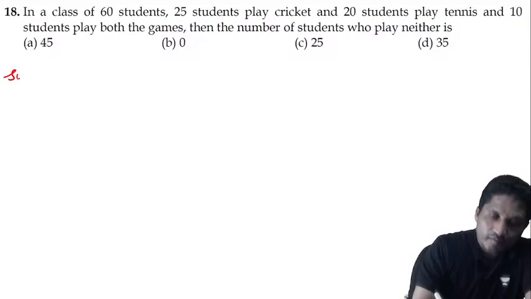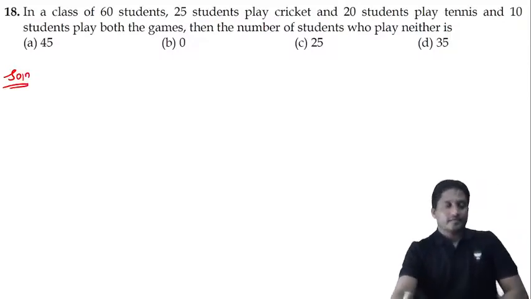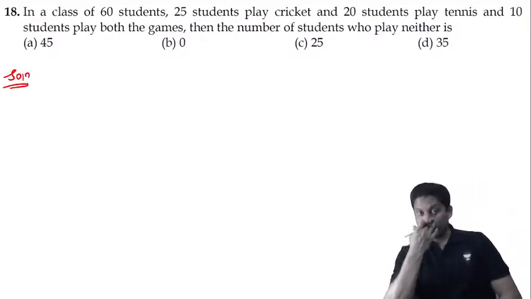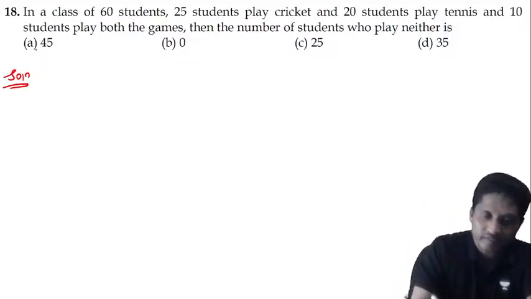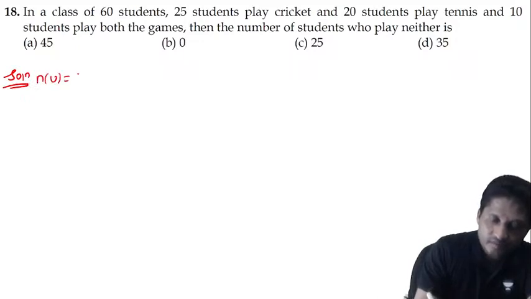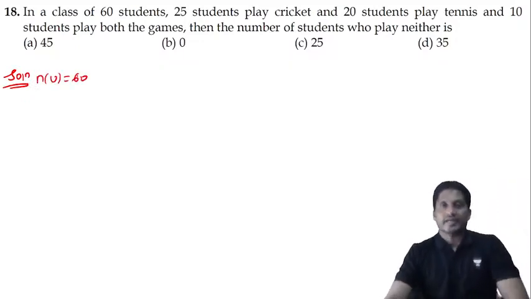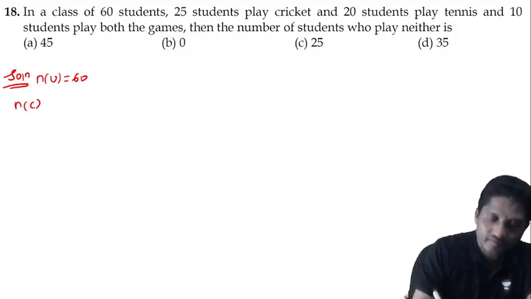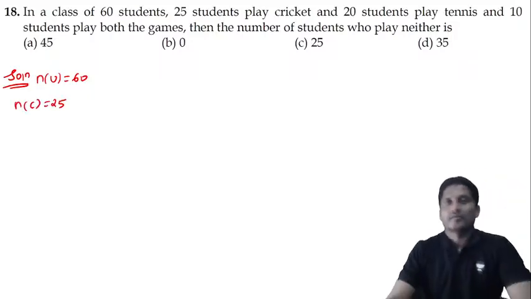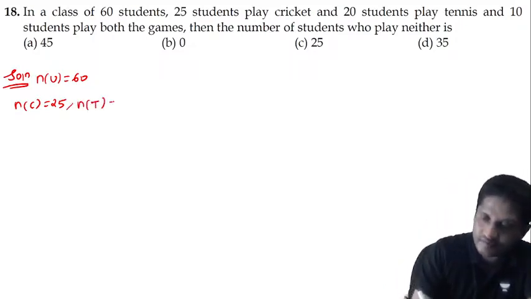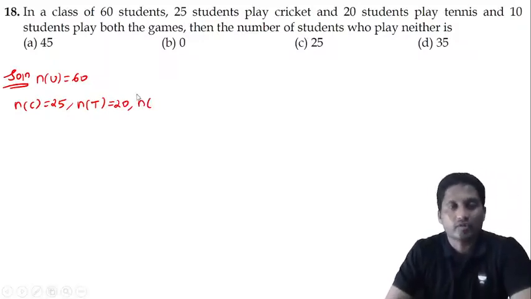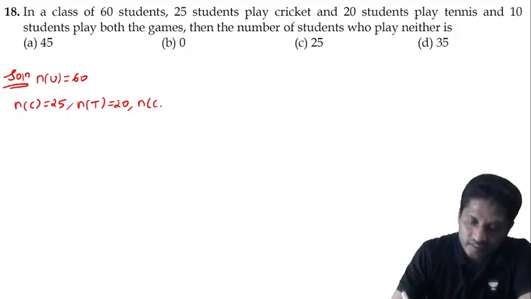See, you can do this problem in two ways. First PUC sets only. You can do the question in two ways. In a class of 60 students, that is the universal set, 25 students play cricket, n of C is equal to 25. 20 play tennis, n of T is equal to 20. 10 students play both the games, that is cricket as well as tennis, n of C intersection T is equal to 10.